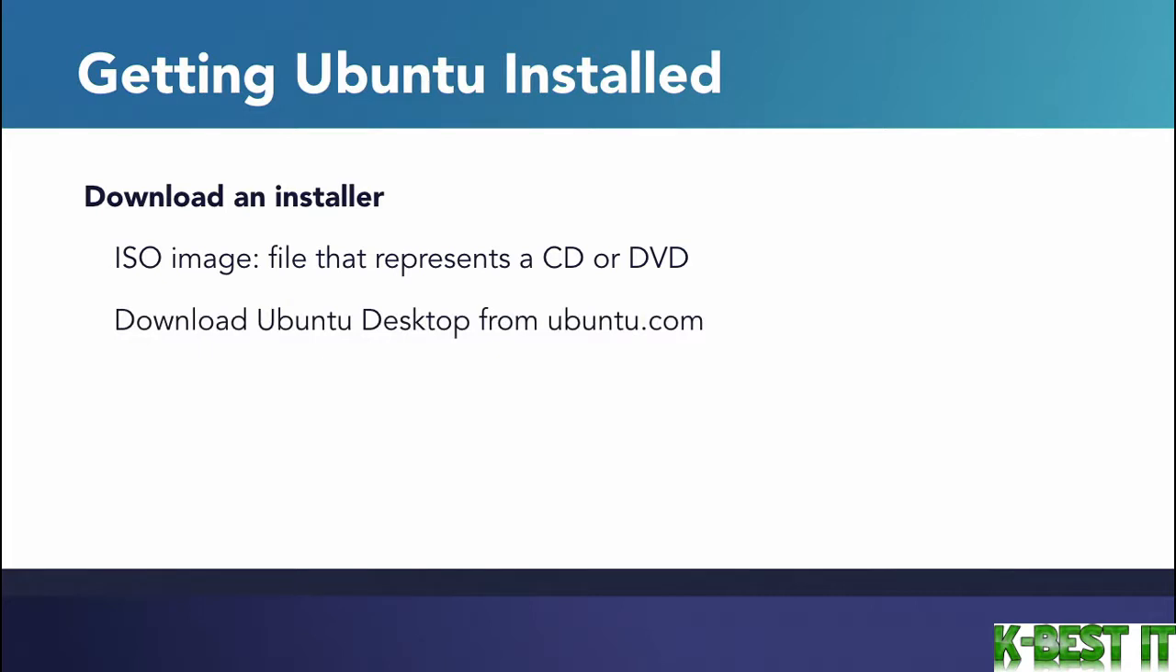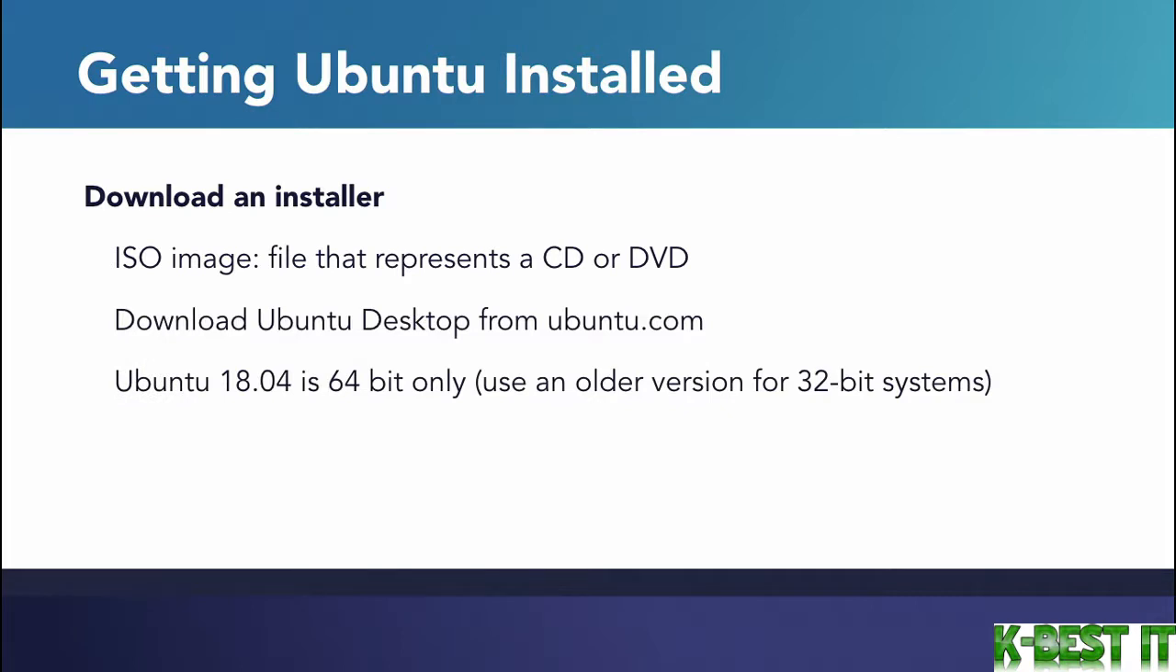In the case of Ubuntu, that's ubuntu.com. I should note that if you're using an older computer, one with a 32-bit processor, you won't be able to install this version of Ubuntu on your system. You'll need to look for an older version. But if your computer is from about 2008 or later, you can probably use the 64-bit version. Check your system specs to be certain.